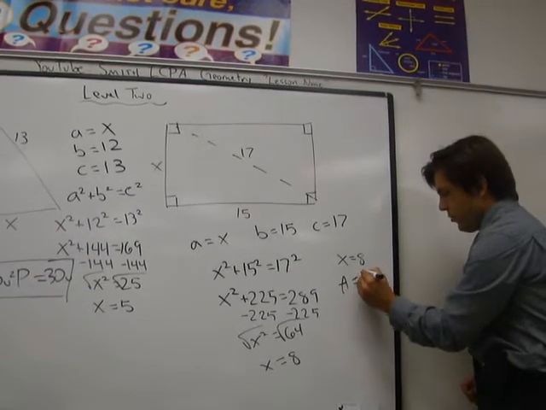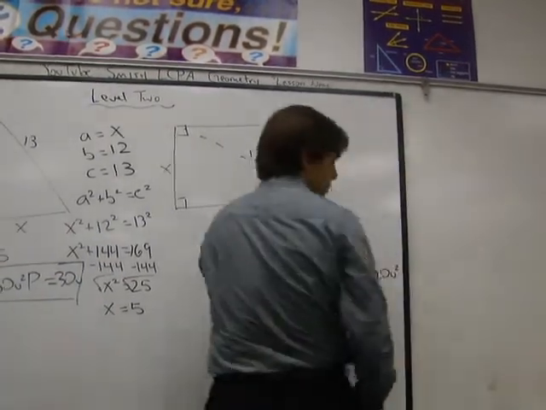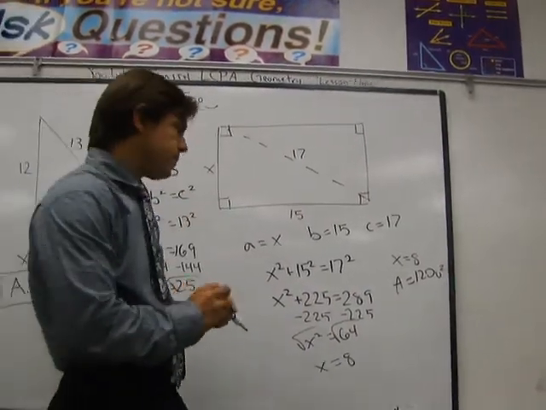120 is correct. 120 what? Units squared. 120 units squared, because it's 15 times 8.